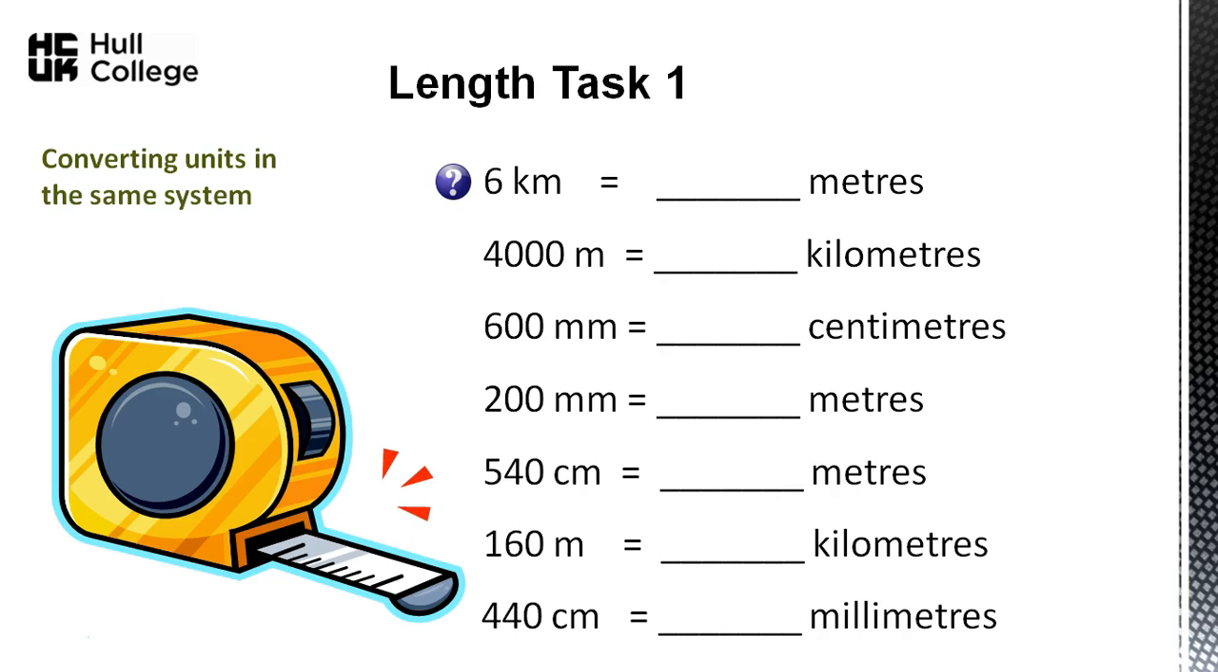6 kilometres equals 6,000 metres. 4,000 metres equals 4 kilometres. 600 millimetres equals 60 centimetres. 200 millimetres equals 0.2 metres. 540 centimetres equals 5.4 metres. 160 metres equals 0.16 kilometres. And the last one, 440 centimetres equals 4,400 millimetres. Did you get them all right?